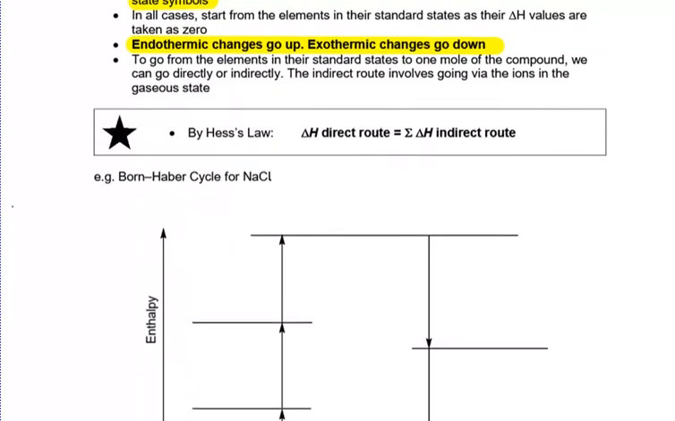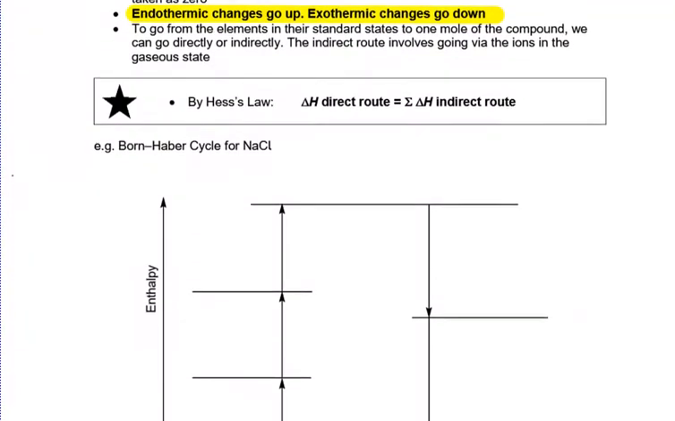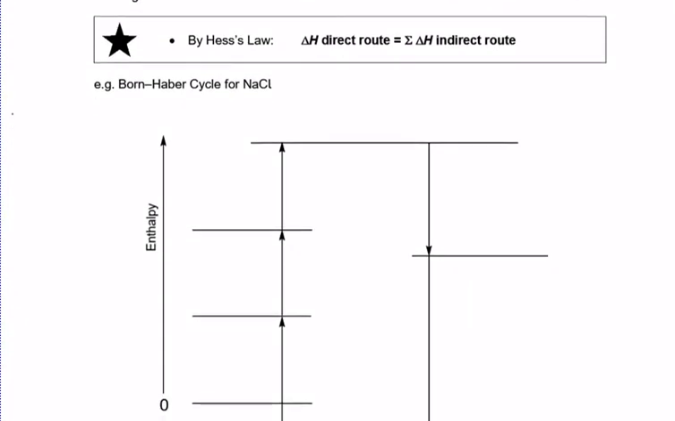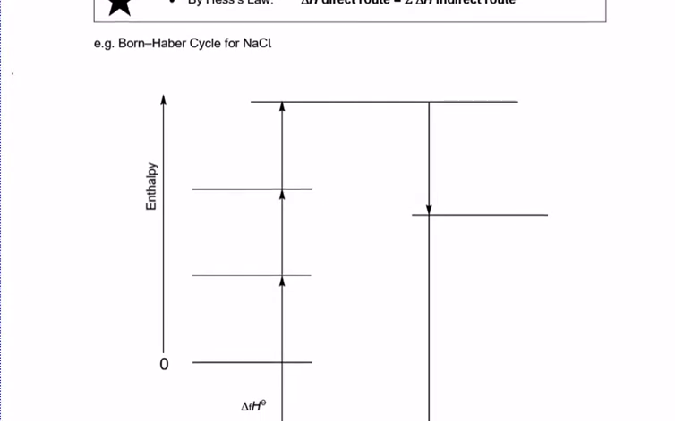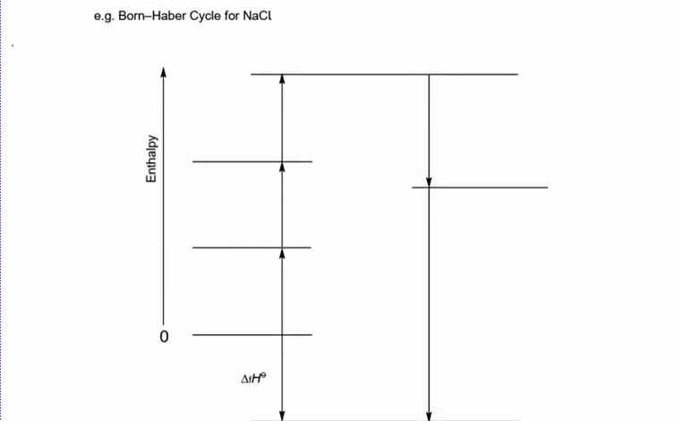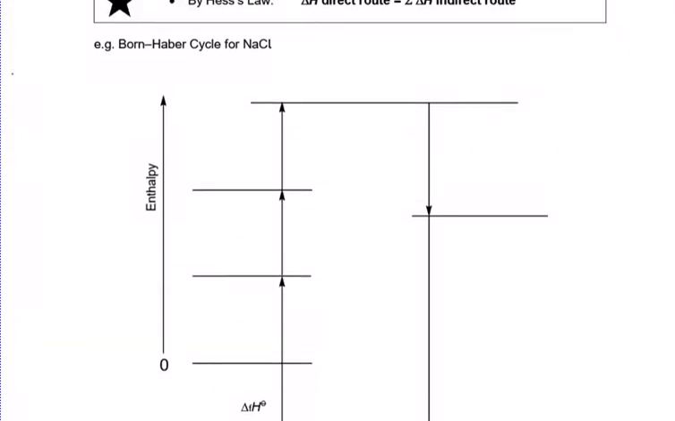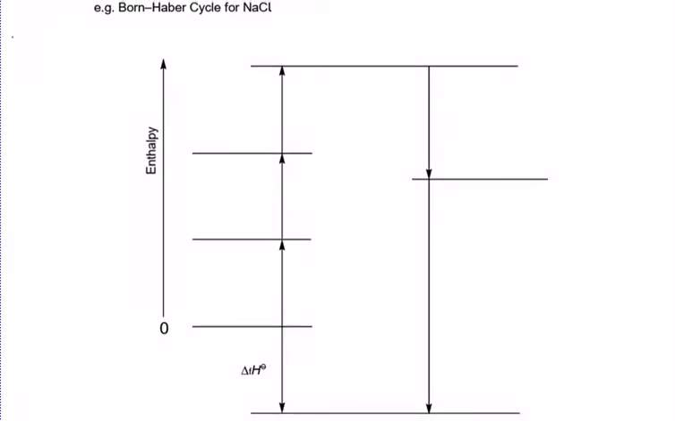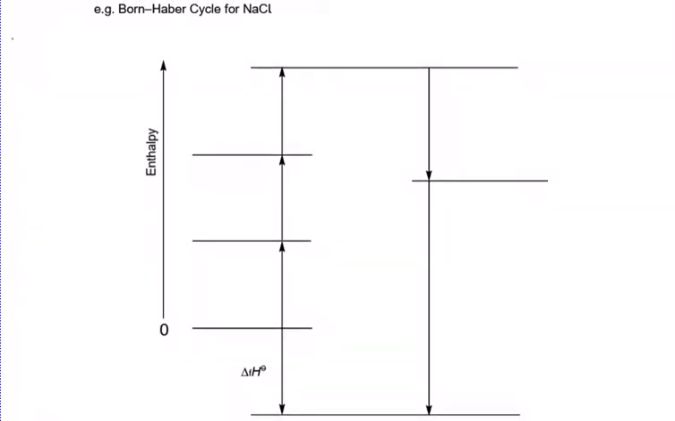So we're going to try this. I don't want you to be too overwhelmed with this first example, because it can be a bit scary at first, but once you see a few of these, they're not as scary as they look. So we're going to try and do a Born-Haber cycle for sodium chloride. Now, the rule is you're supposed to start at 0, which we can see here on the left-hand side, with the elements in their standard states.